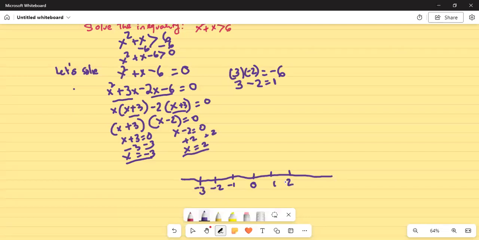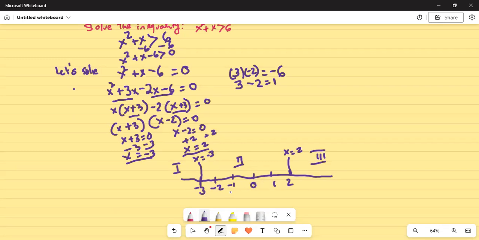Remember, if I solve the equation, minus 3 and 2 are my solutions. So let's draw a vertical line at minus 3 and a vertical line at plus 2. So this is x equal to 2, this is x equal to minus 3. Let's call the region below minus 3 region 1. This is region 1, less than minus 3. This is region 2, between minus 3 and 2, and this is region 3, which is greater than 2.